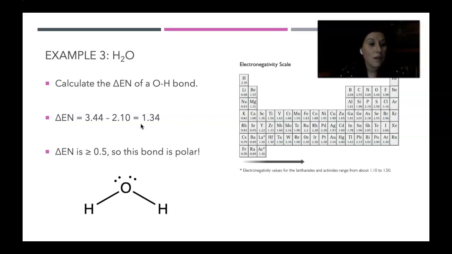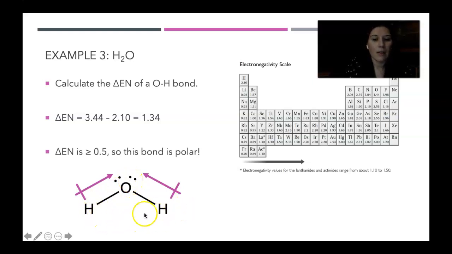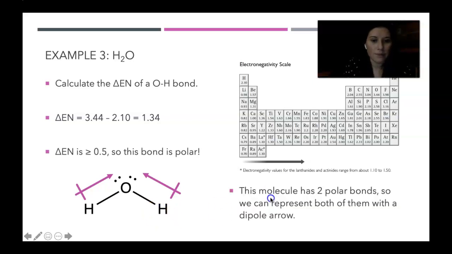So how do I draw this dipole on my molecule? Well, which direction do I need to draw the arrow? It's going to point towards the more electronegative element, so that is oxygen. I'm going to show that it's pointing towards the oxygen, and both of these bonds have a dipole that is pointing towards the oxygen. If you think about it, the oxygen atom should have kind of a negative charge around it, where the hydrogen atoms are feeling a little bit more positive. So we can represent both of them with our dipole arrow.